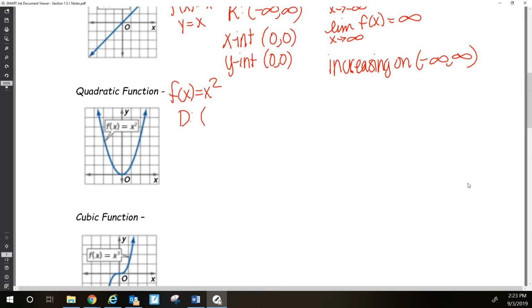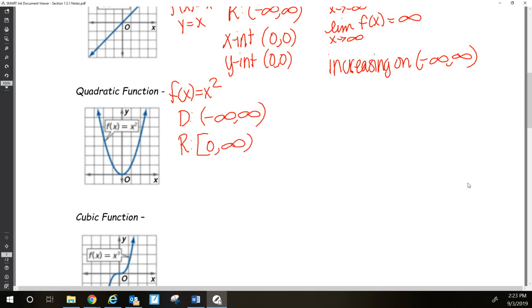All real numbers, right? This thing goes on and out forever. Doesn't matter, we can plug anything in for x and square it. So all real numbers. What about our range though? What's our lowest y value? Now we have a y value down here of 0, all the way up to positive infinity.